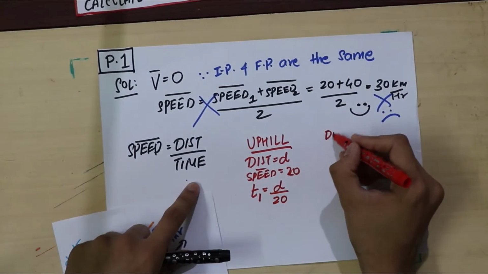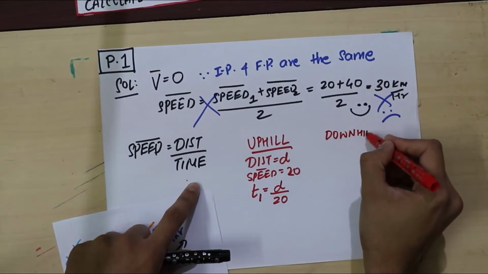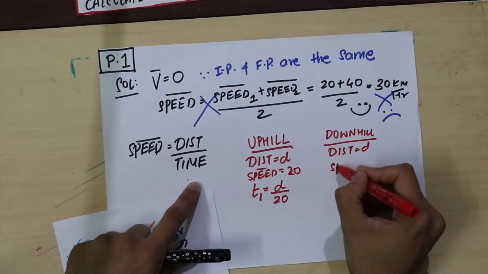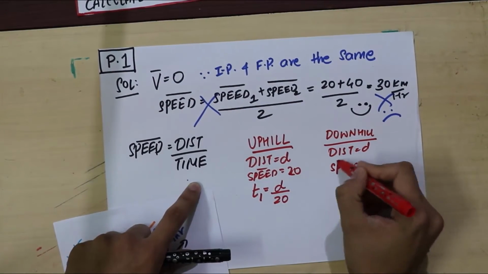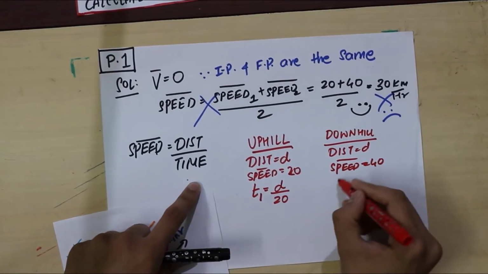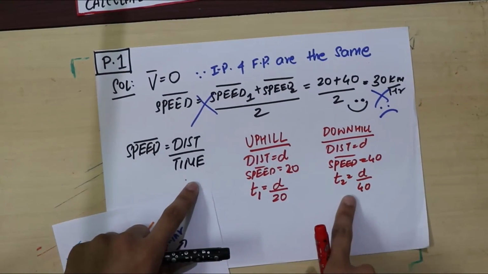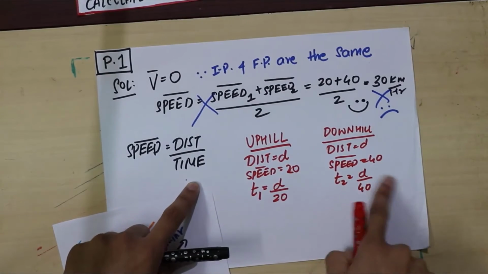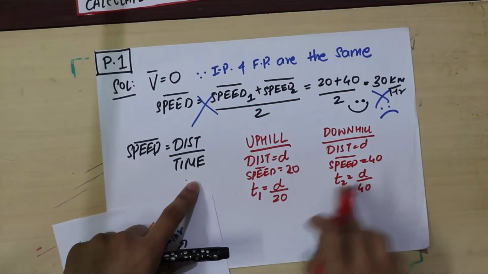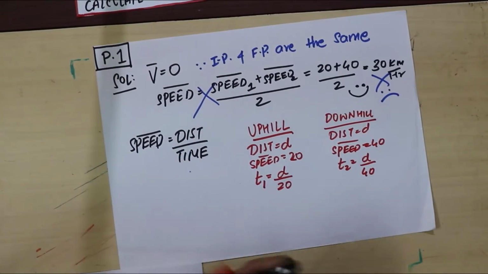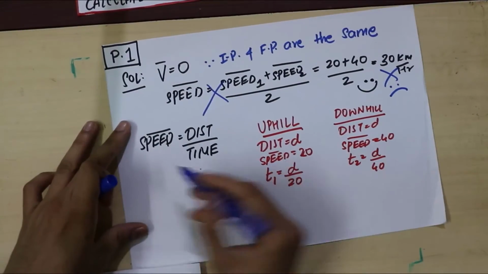And what happens downhill? Downhill, the distance is the same. The average speed is 40. Therefore, the time he takes is d by 40. Can you see? He spends less time, d by 40. The denominator is bigger, so he spends less time over here. He spends more time over here. And so now we can plug these things in. So let's do the calculation.